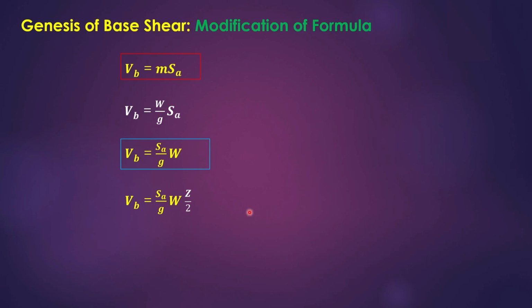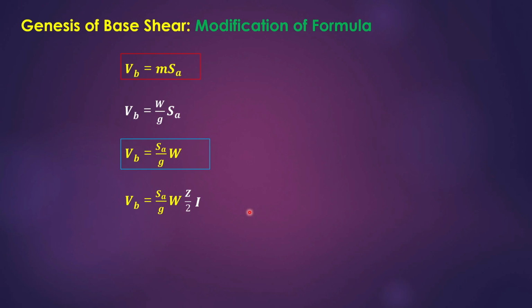Now all structures are not similarly important. A hospital building is more important than a residential building, and I may say my residential building is more important than your residential building. So something we have to do with the importance of the building. Some buildings will be perceived as more important than others. So we introduce another factor, which is I, the importance factor. For the Indian code, for normal buildings like residential buildings, the value of I is 1, and for more specialized buildings like hospitals and bridges, it can be 1.5.